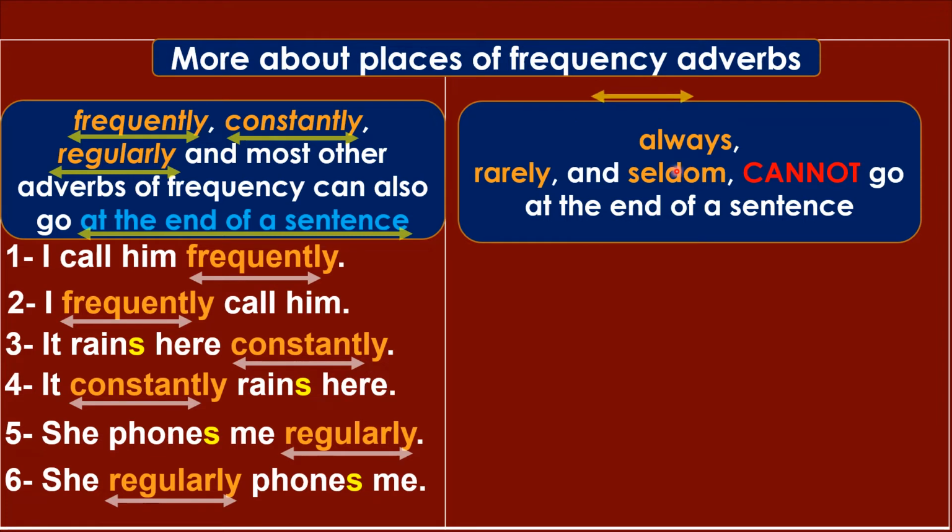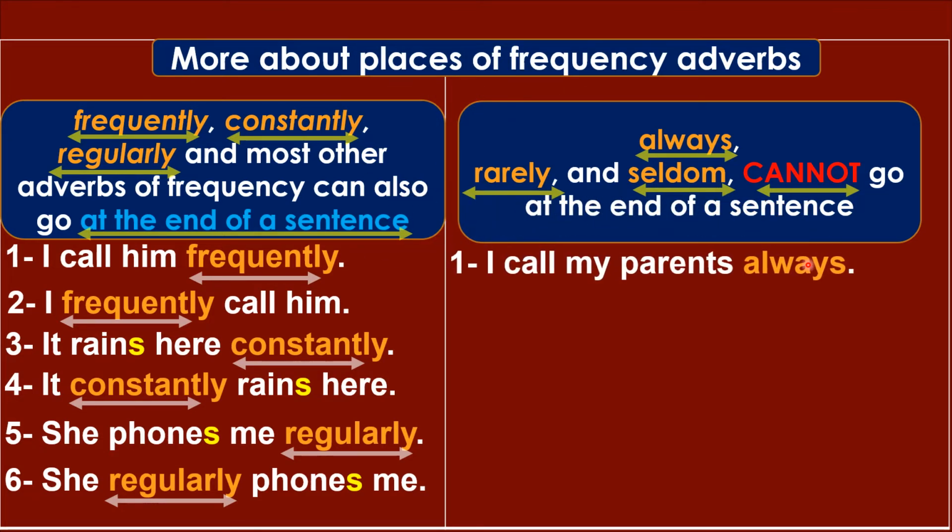If you look at always, rarely, and seldom, they cannot go at the end of a sentence. So for example, if we have a sentence like I call my parents always, this is wrong. It's not right. I cannot say I call my parents always. I can say, for example, I always call my parents.